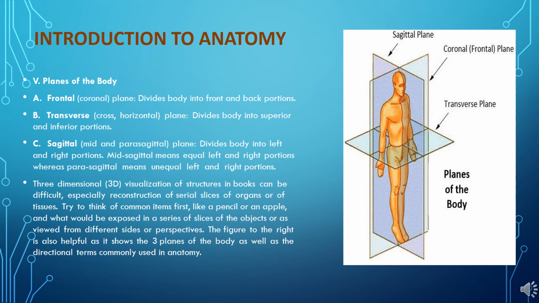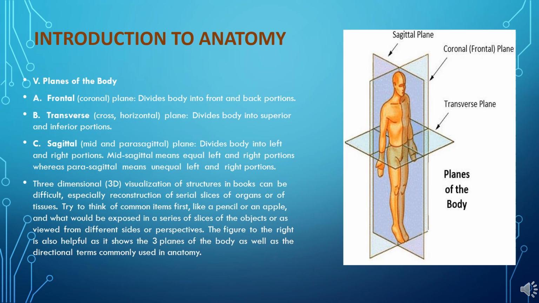A. Frontal (coronal) plane divides body into front and back portions. B. Transverse (cross, horizontal) plane divides body into superior and inferior portions. C. Sagittal (midsagittal and parasagittal) plane divides body into left and right portions. Midsagittal means equal left and right portions, whereas parasagittal means unequal left and right portions.